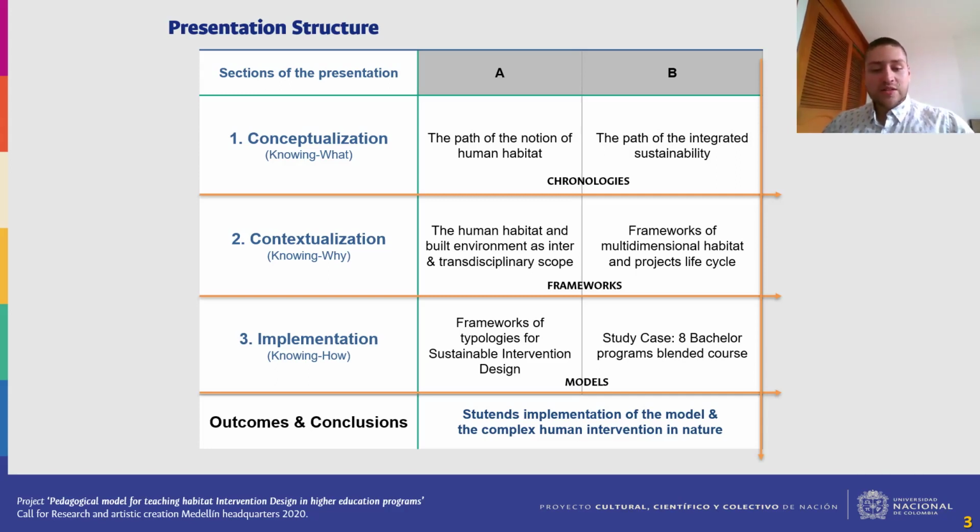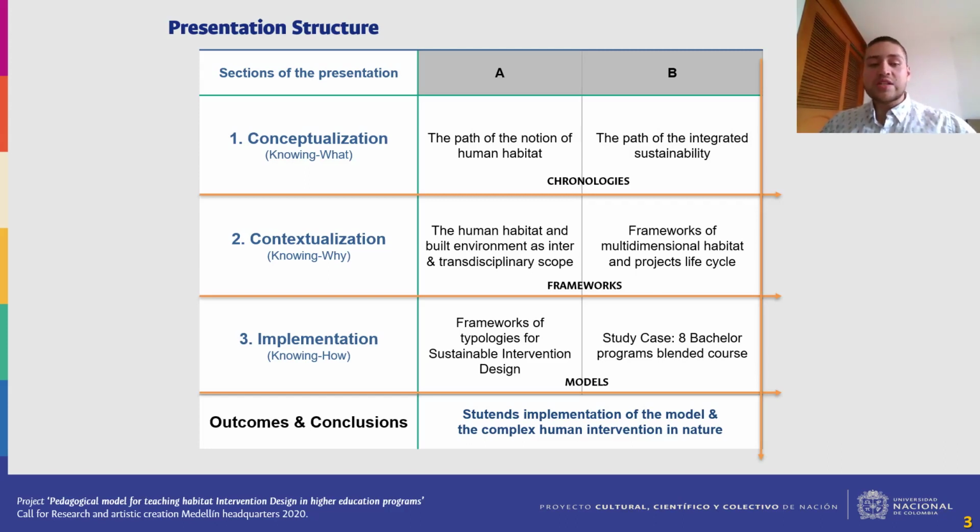And at last, the third section is called implementation, related to knowing how to deal with this problem or situation, and it has to do with models. The first models are typologies for sustainable intervention design, and then the pedagogical model in an 8 bachelor programs' blended course. At last, we have our outcomes, which are the students' implementation of the model, and then the conclusion, which is the complex human intervention in nature.